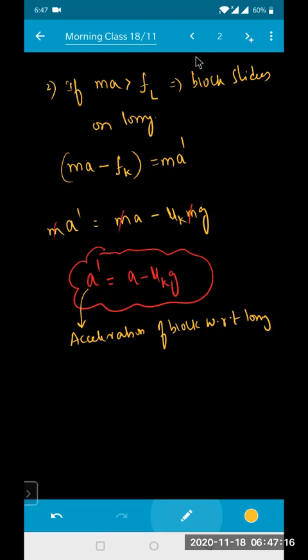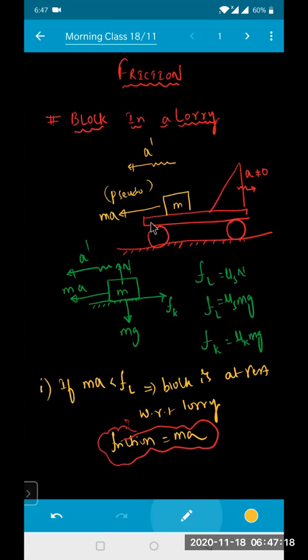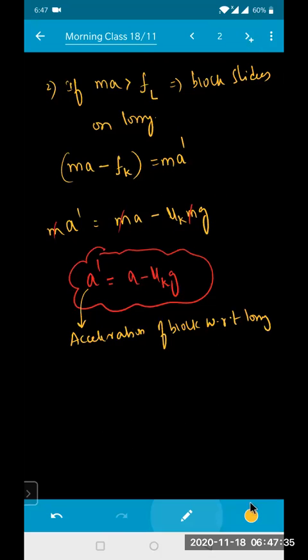Now see an interesting case. If this is open, beta, the end of the trolley, or what you call it, the lorry is open, and it is moving in the front direction, because of the pseudo force there is acceleration in the backward direction. It will travel this distance and then it will fall down. So we can calculate the time taken for the block to fall from the lorry.